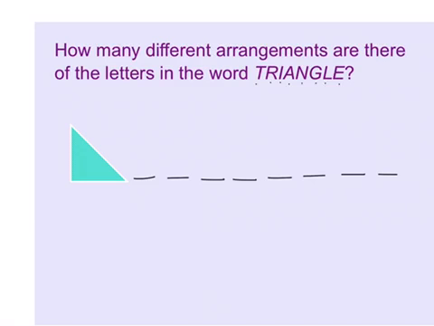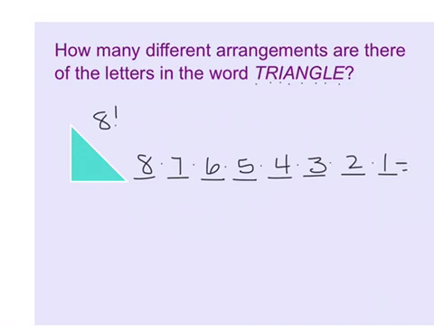So this is kind of what we were looking at yesterday. This is our 8 factorial. I have 8 options for the first one. Once I place a letter, I only have 7. And then I only have 6, 5, 4, 3, 2, 1. We can go ahead and multiply these out.